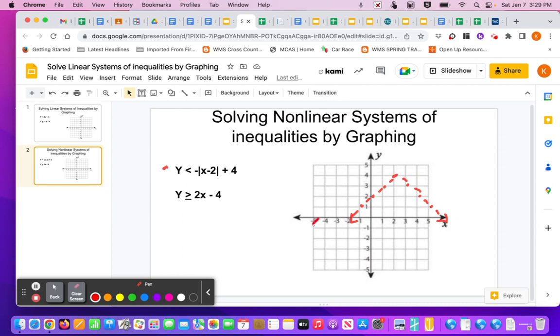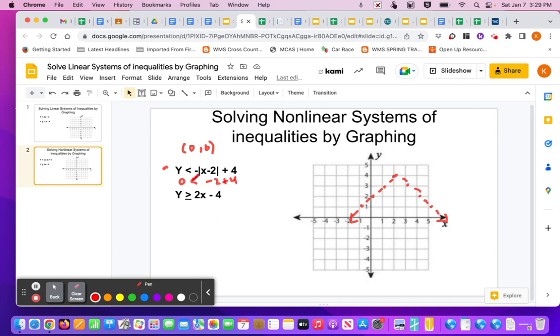I want you to think about this. We have to find the shaded regions. So I'm going to plug in the origin. I've talked a lot about that. This origin right here, coordinates is 0, 0. So when I plug in the point 0, 0 into this, I get 0 is less than, plug in 0 for x right here. 0 minus 2 is negative 2. The absolute value of that is 2, and this will make it negative 2. So now I have a negative 2 plus 4.